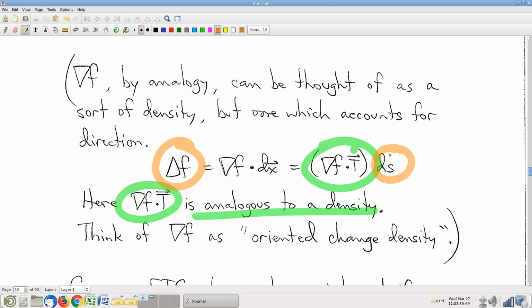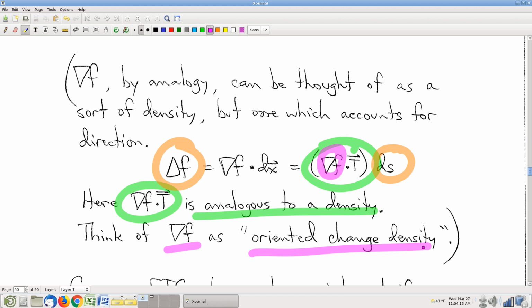So is the gradient density? Not quite. The gradient is something that you can use to compute density. You have to then dot it with the direction vector of the curve. So it's a change density after a fashion, but it's a change density which also has a direction, where that direction is telling you more information in some sense. Namely, what is the direction the change is actually happening. So I like to call the gradient an oriented change density.